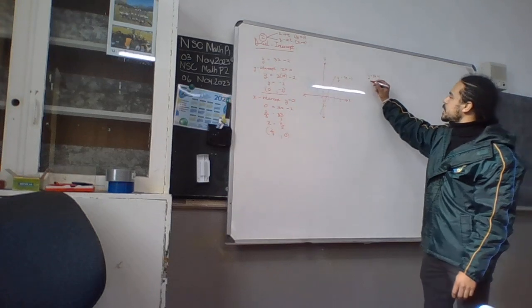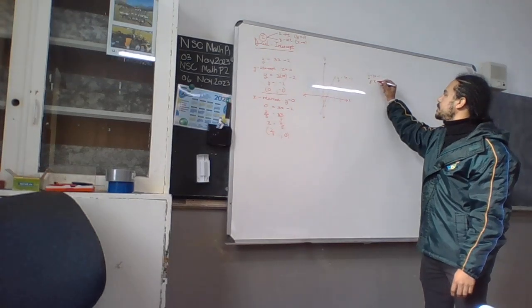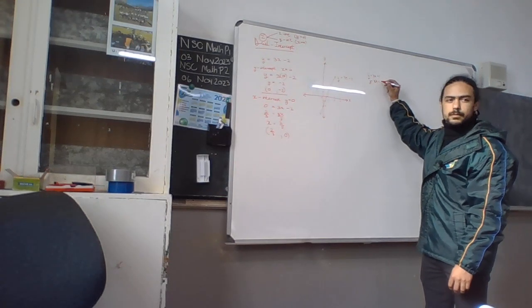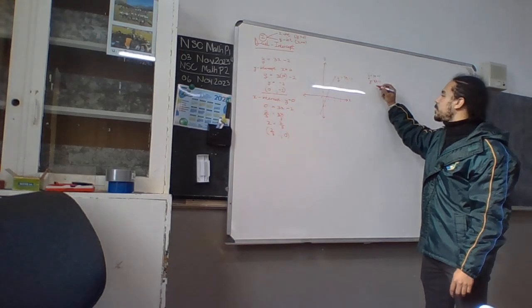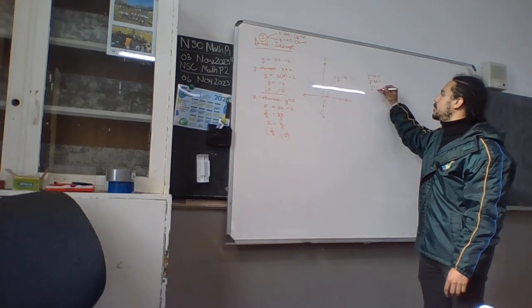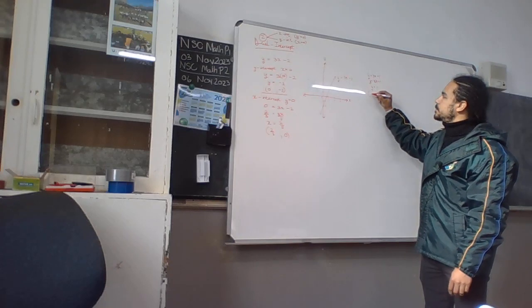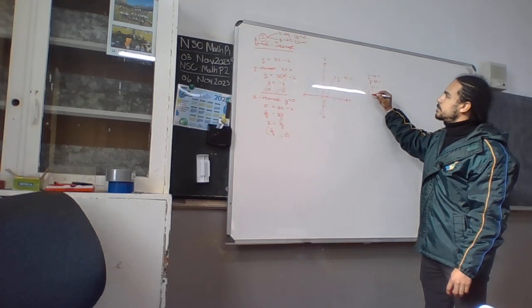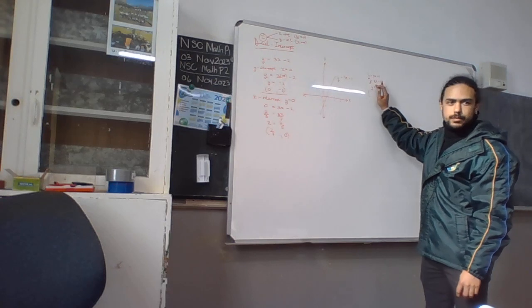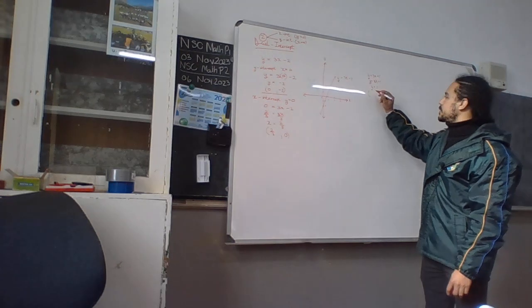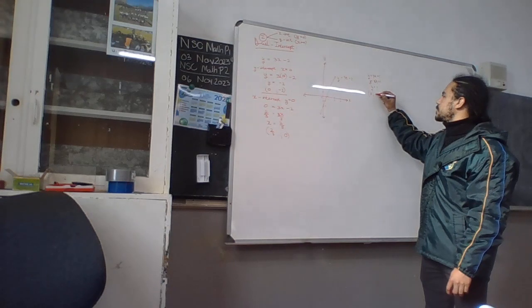x is equal to 0. So that's going to be y is equal to 3 times 0 plus 1. So that means my y-intercept is equal to 1. Where is my y-intercept equal to 1? Where my x is equal to 0. So that means x is equal to 0 and y is equal to 1.